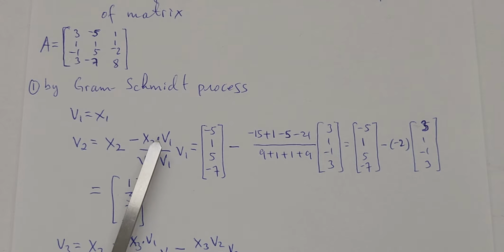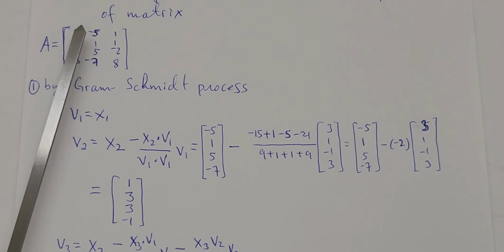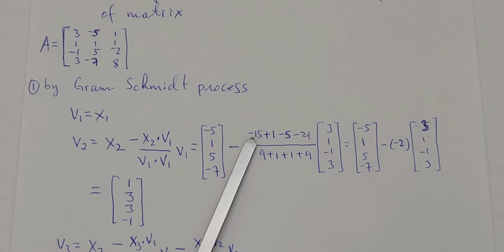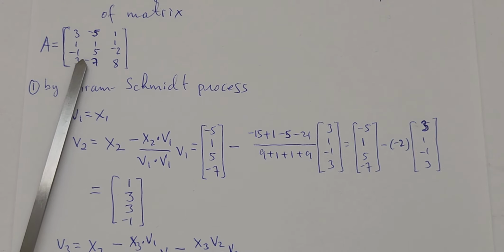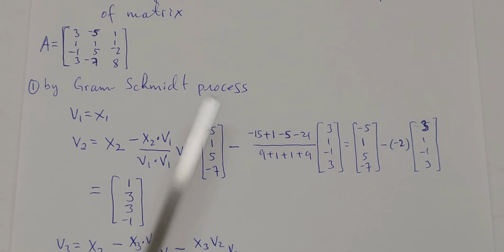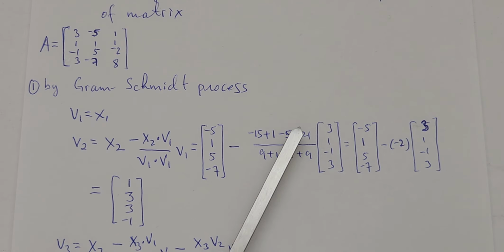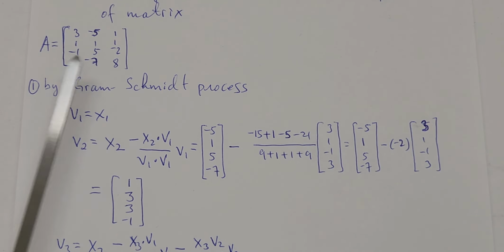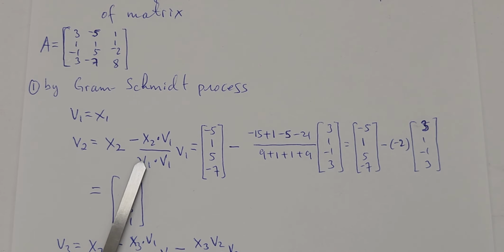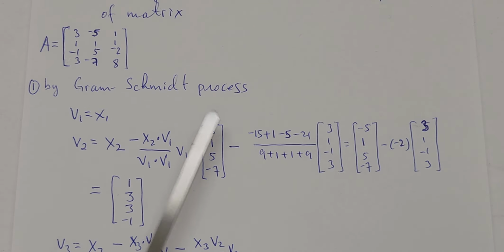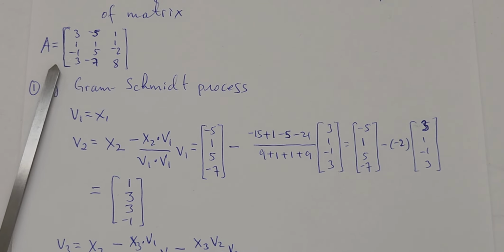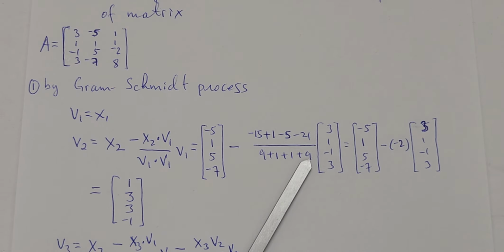Okay, so column 2 times column 1. So 3 times -5, -15. 1 times 1, give me this one. -1 times 5 gives me -5. 3 times -7 is this -21. Now the bottom, column 1 times column 1. So 3 times 3 is 9. 1 times 1 is 1. -1 times -1, +1. 3 times 3 is this 9.